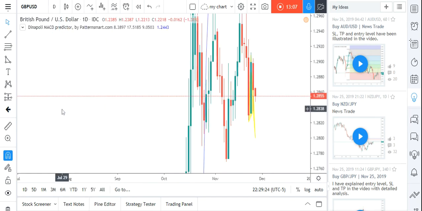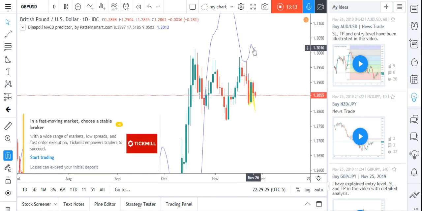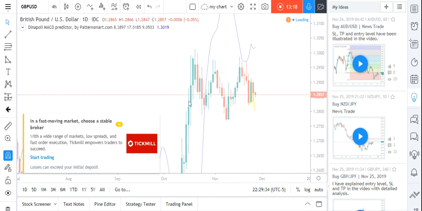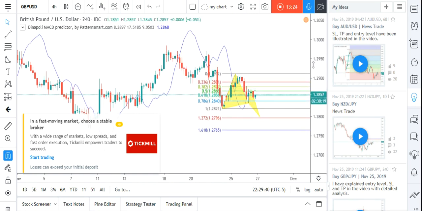Like if you see on 1 day, this is where the Napoli MACD predictor is, and price is way below it. On 4 hour, price is also below it. So this scenario can also take place, but if it does, it will be faster than the upside movement, because all trends are bearish. And if it is faster, 127.2 is a very near target. I mean, it is an insufficient target for such a fast move. That is why 1.618 will be the completion point of the butterfly.